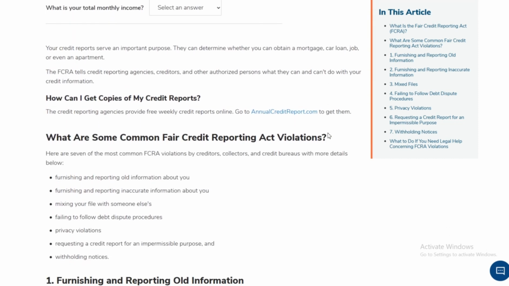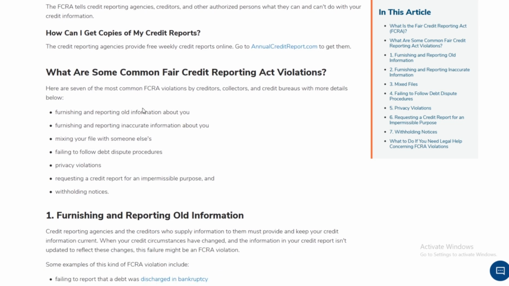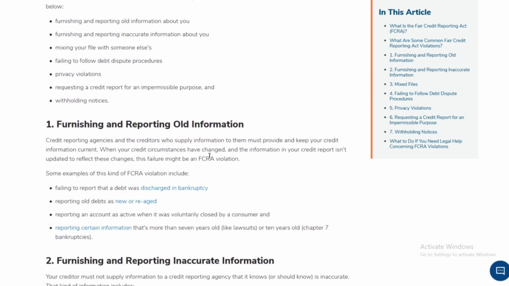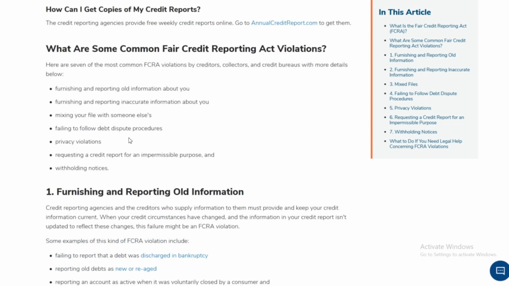Some of the most common Fair Credit Reporting Act violations are, first of all, furnishing and reporting old information about you. Some examples of this kind of violation include failing to report that a debt was discharged in bankruptcy, reporting old debts as new or re-aged, reporting an account as active when it has been voluntarily closed by a consumer, and reporting certain information that's more than 7 years old, for example lawsuits, or 10 years old. So this is the first violation.